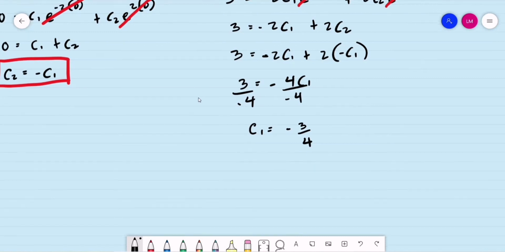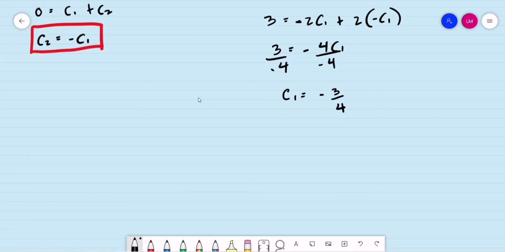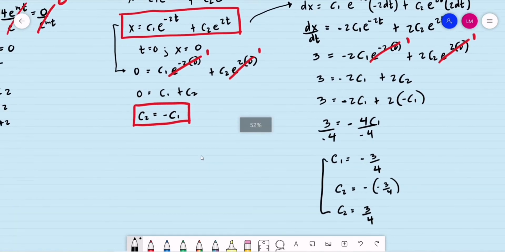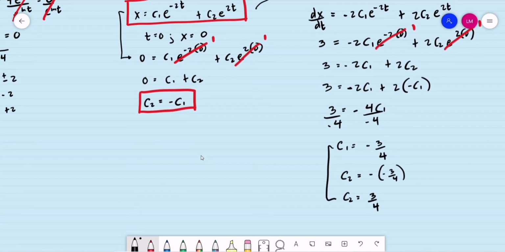Then what will be the value of c sub 2, our second arbitrary constant? The c sub 2 is equal to negative c1, negative 3 over 4. So we will be having the c sub 2 is equal to positive 3 over 4. So as you can see, they are numerically equal but opposite in sign. We have now the value of the arbitrary constants, so we can now write our particular equation or the specific solution. So the particular solution of that higher order differential equation.